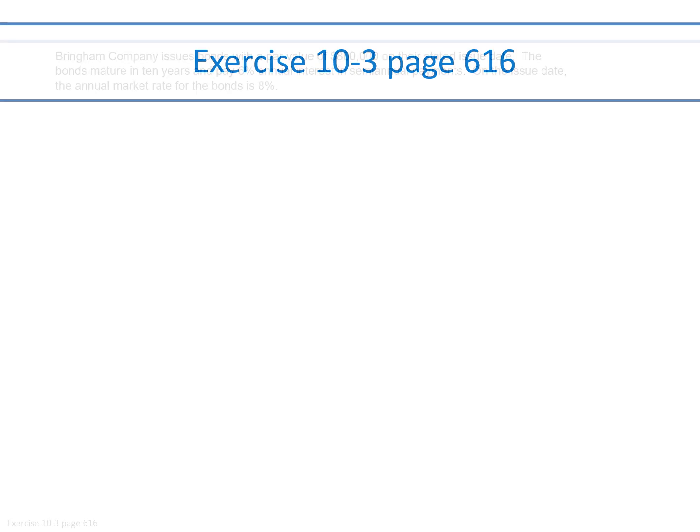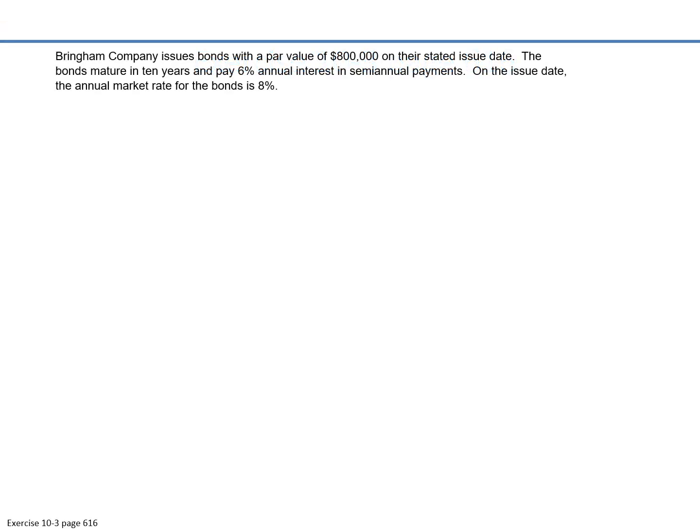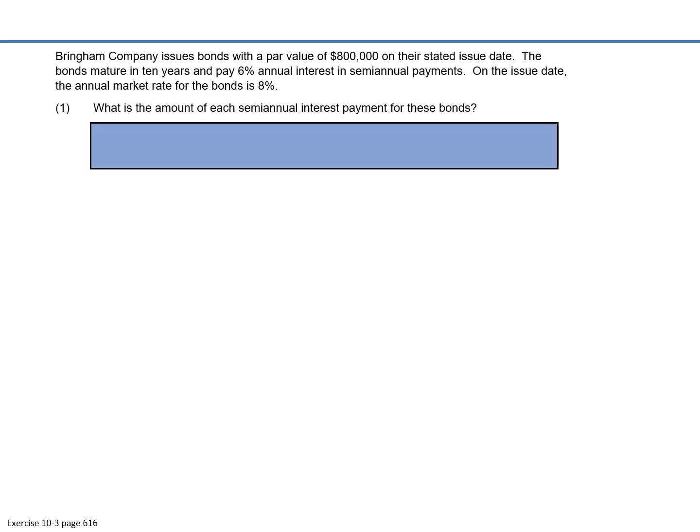Exercise 10.3. Brigham Company issues bonds with a par value of $800,000 on their stated issue date. The bonds mature in 10 years and they pay a 6% annual interest in semi-annual payments. On the issue date, the annual market rate for the bond is 8%. So what's the amount of the semi-annual interest payment for the bonds?